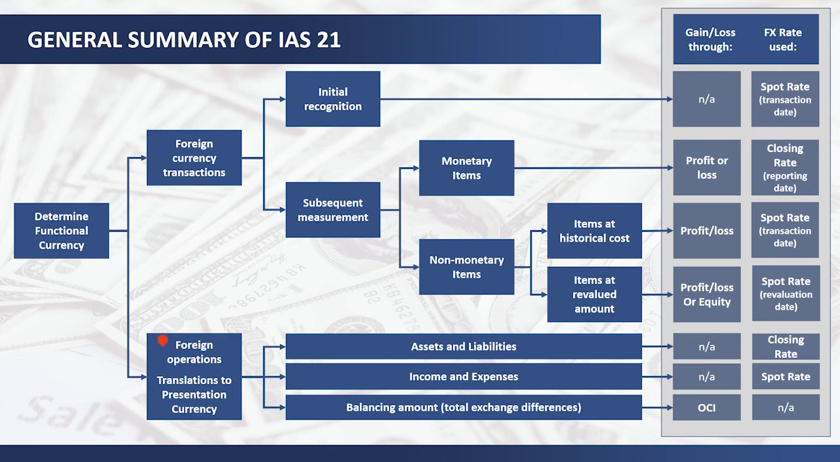So what happens when you need to translate the accounting books, which are maintained in the functional currency, to the presentation currency? IAS 21 is quite straightforward in this. Assets and liabilities shall be translated using the closing rate. Income and expenses shall be translated using the spot rate, or as a practical expedient, using the average rate during the period. Any resulting differences required to balance the balance sheet is recorded in other comprehensive income. So this about summarizes the main provisions of IAS 21.